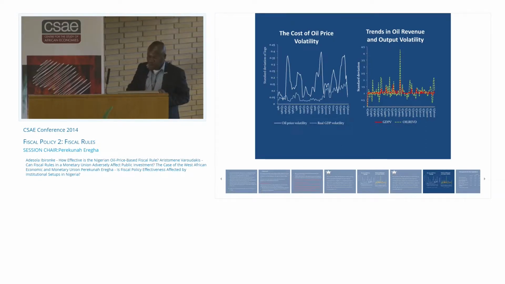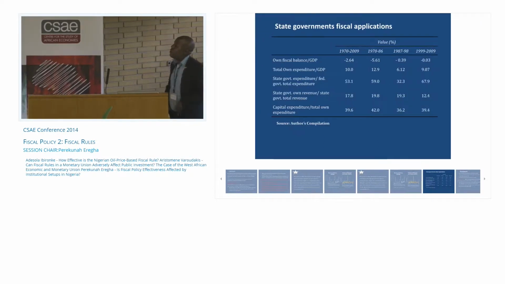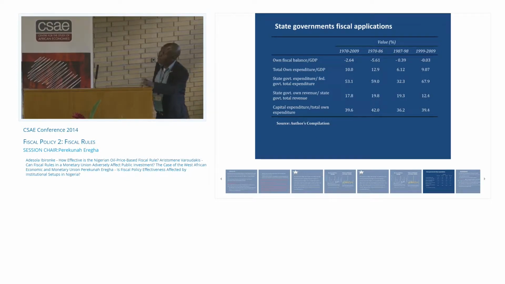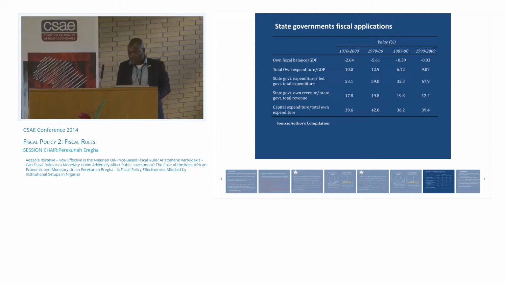Then the next table is on state government fiscal applications. The first one is the federal government fiscal balance over GDP, and the second is total own expenditure over GDP, then that of the state government. If you look at the state government, you find that from 1970 to 2009, almost all the period, it is higher, pointing to the fact that state government expenditure puts more pressure on the federal government in terms of fiscal responsibilities.